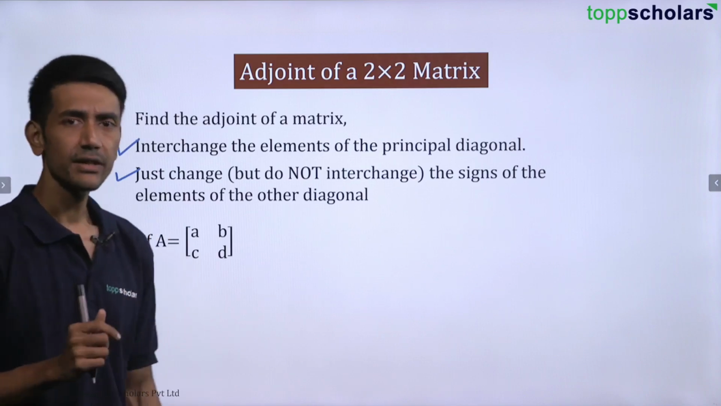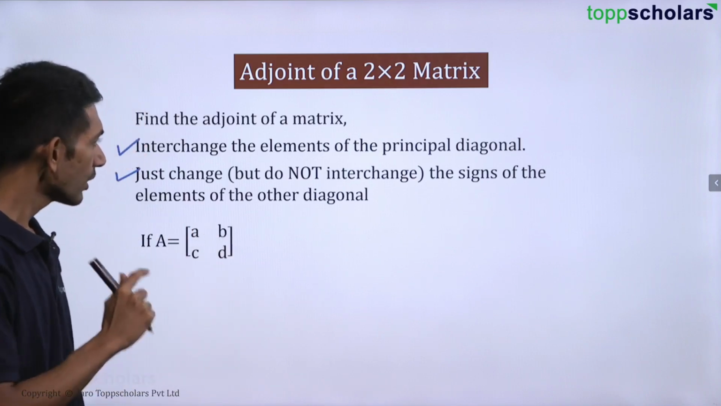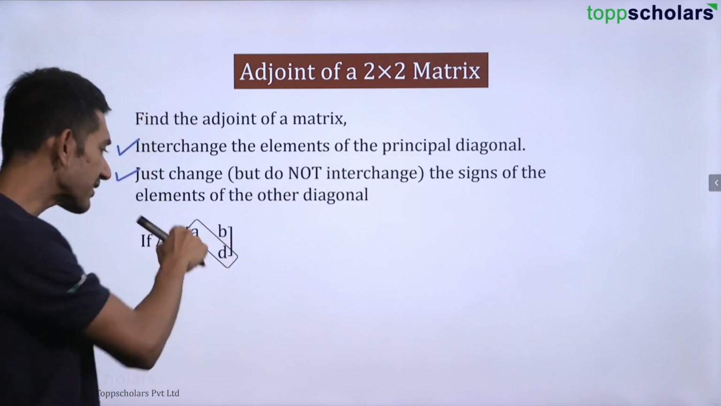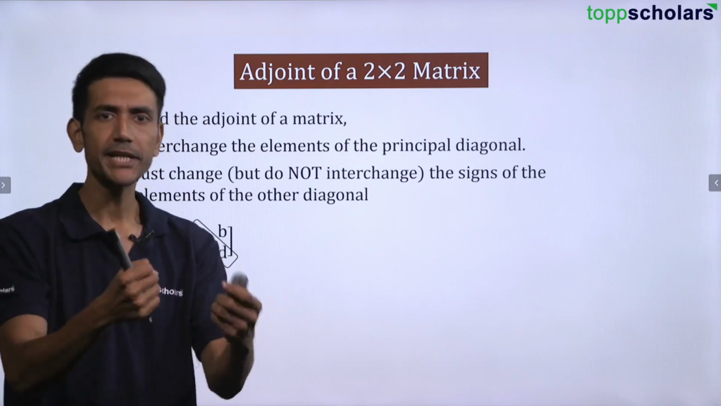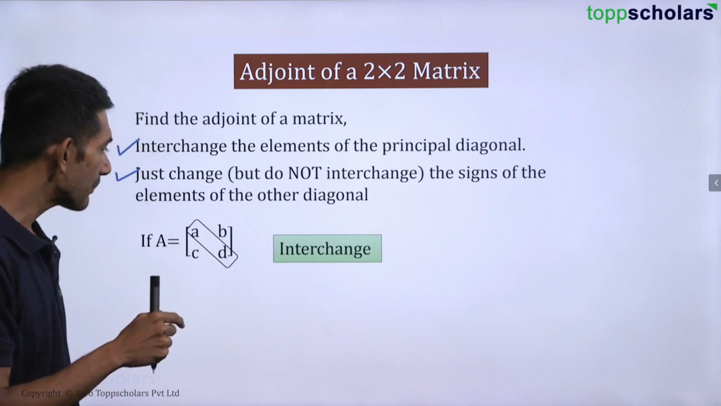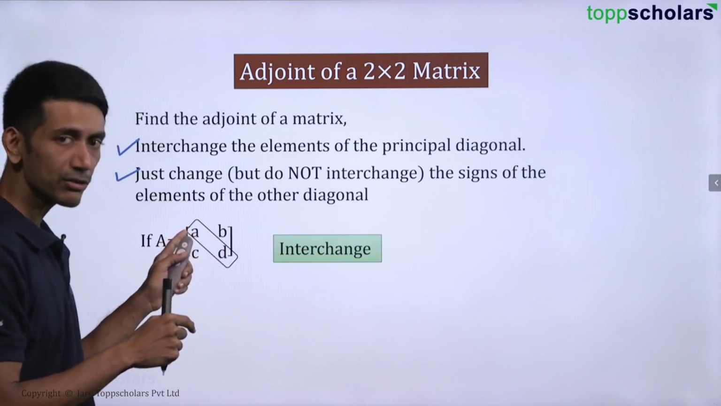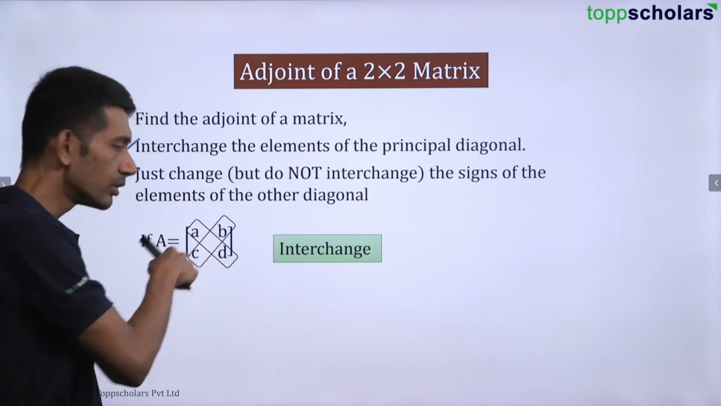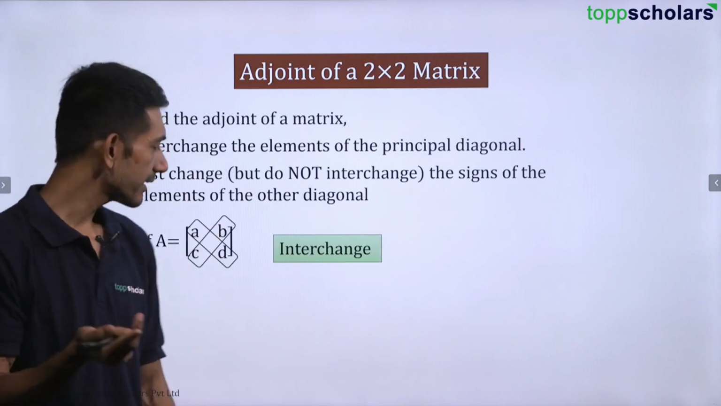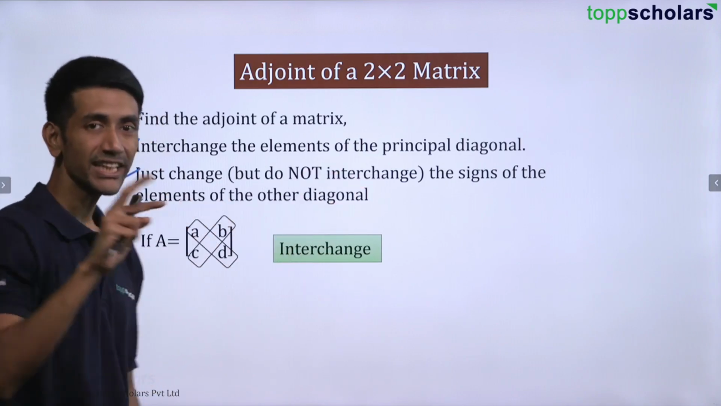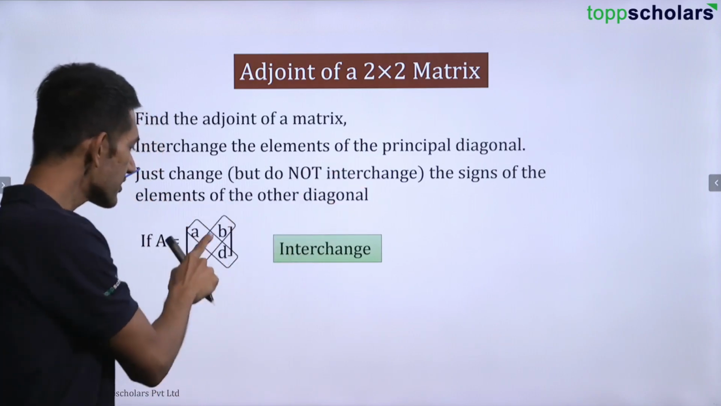So matrix A is given, A, B, C, D. Now here what are we going to do? We are going to interchange the elements of the principal diagonal, that is the leading diagonal here, A and D. Interchange. So what will happen? D will go at the place of A and A will come at the place of D. And for the other two, that is the non-leading diagonal, you change the sign. That is, don't interchange B and C there, just change the sign.